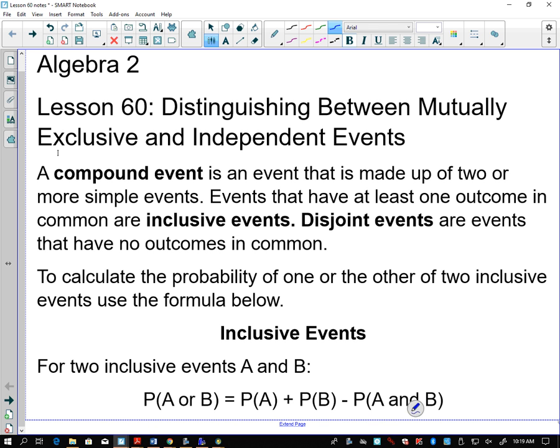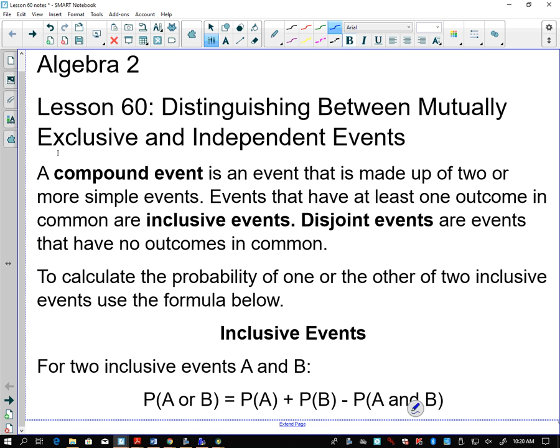All right, so let's look at our inclusive events. Probability of event A plus the probability of event B. That's where we got our 2/3 from, right? Minus the probability of event A and B. So we needed to subtract something. Does this make sense? All right, let's look at an inclusive event question.